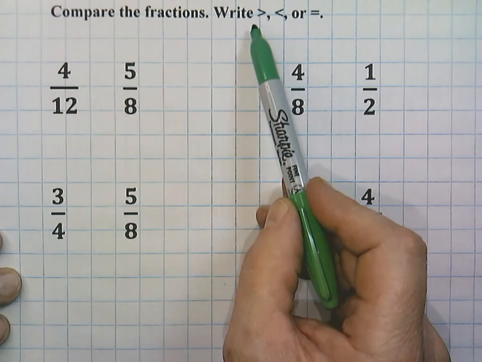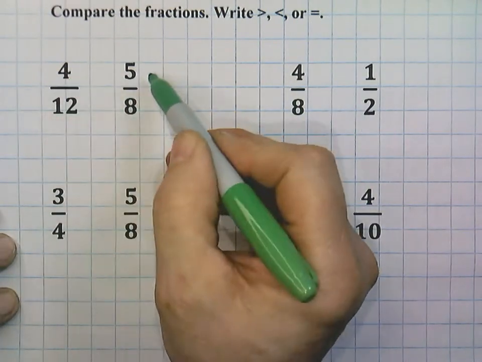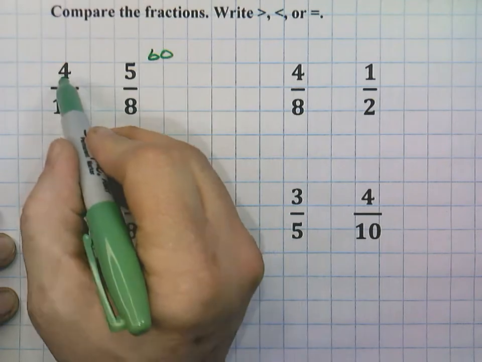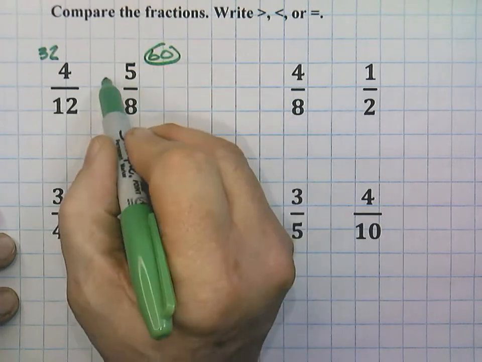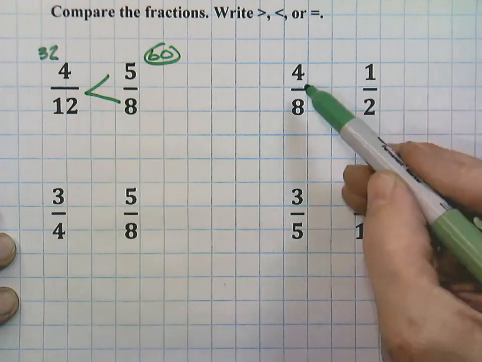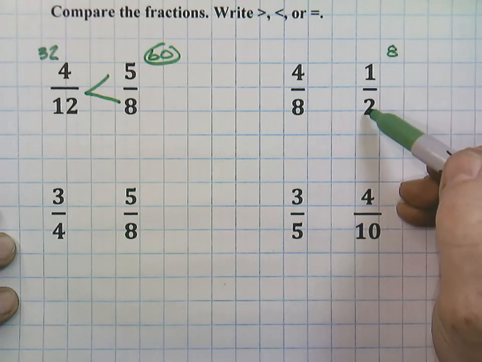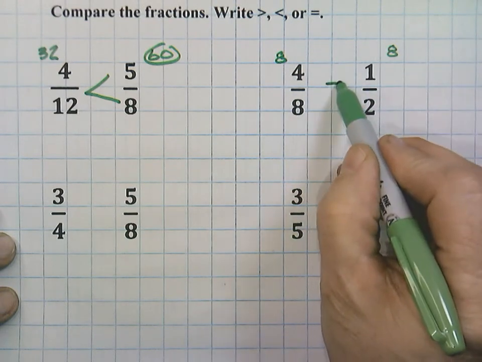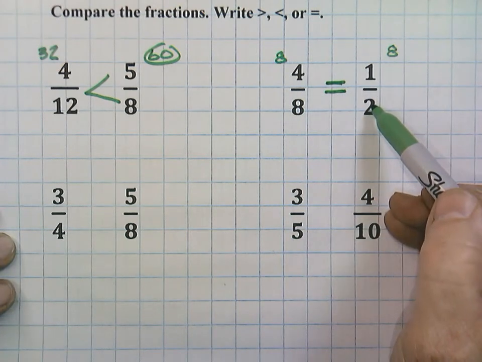Compare the fractions, write greater than, less than, or equal to. 4/12 and 5/8. 12 times 5 is 60, and 8 times 4 is 32 when I compare. So we would read this as 4/12 is less than 5/8. 4/8 and 1/2. 8 times 1 is 8. 2 times 4 is 8. Those are equal. 4/8 is equal to 1/2.